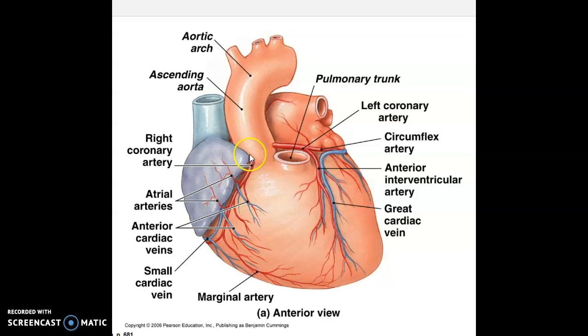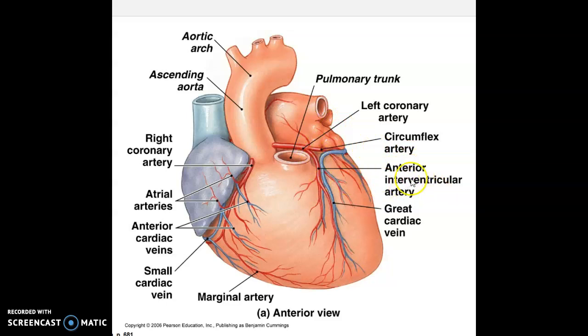So again, we have to say the right from its right, not according to what perspective you're looking at it, but from the heart's right. So right coronary artery, which runs through the coronary sulcus around the right side of the heart. The left coronary artery comes off right behind that pulmonary trunk. And then as soon as it gets past that pulmonary trunk, it branches into two branches. Now the circumflex artery circles around the heart. I'll talk about that here again in a minute.